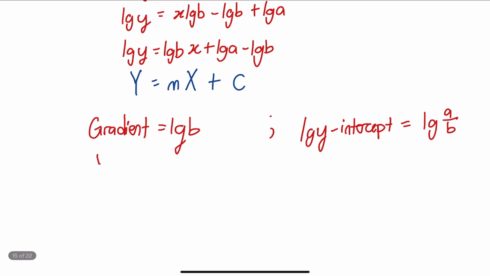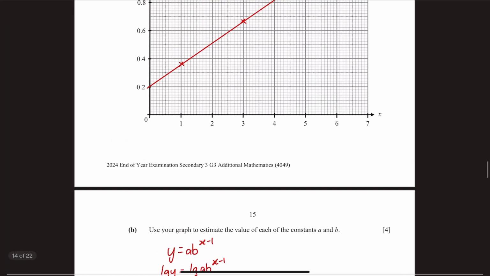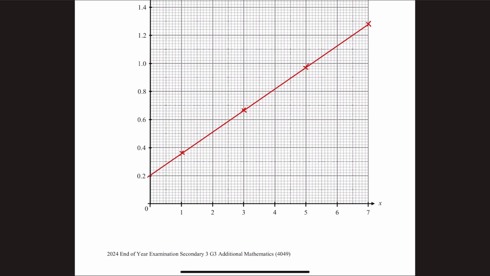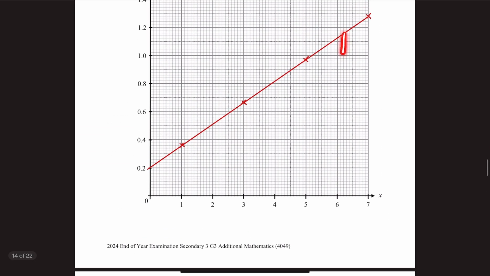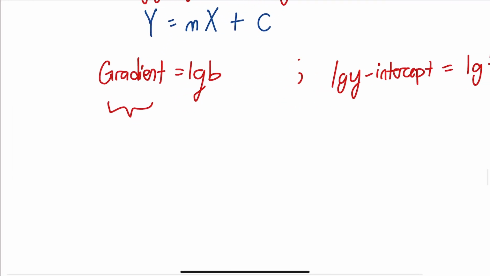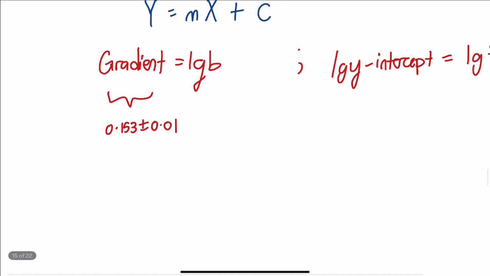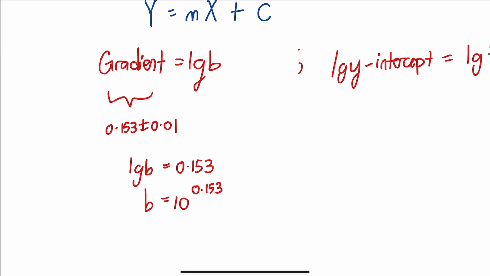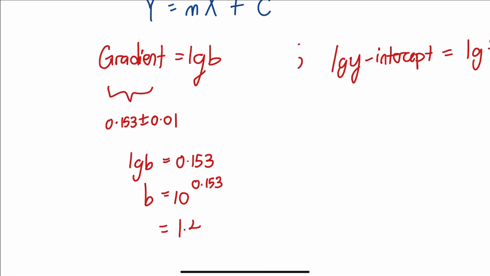You should take 2 points on your graph, draw your big triangle, then you can calculate the gradient of this straight line. It should be 0.153 plus minus 0.01. So therefore log b is equal to 0.153. Therefore b is equal to 10 power 0.153, which will give us about 1.42.